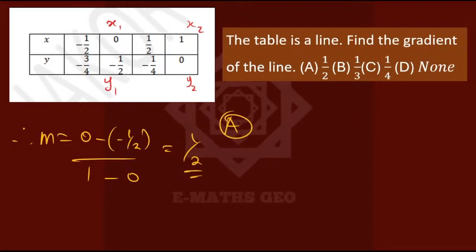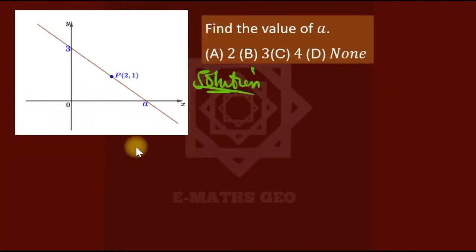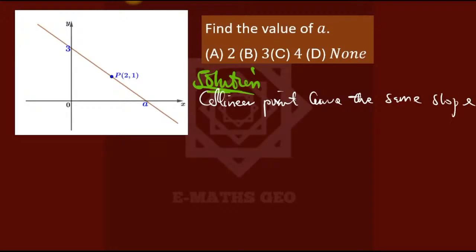Now for the other question: find the value of a. For us to solve this question, we need to use one piece of knowledge: collinear points have the same slope or gradient. Yes, collinear means points on the same line.